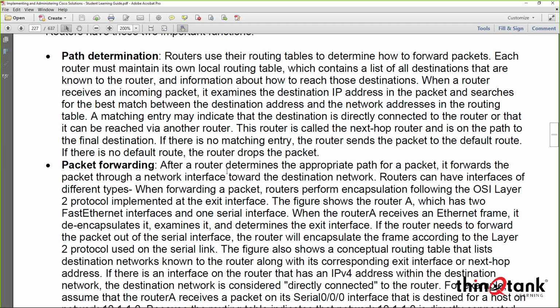Notice it says here, well, let's actually go back a little bit. It says here, routers use their routing tables to determine how to forward packets. Each router maintains its own local routing table, which contains a list of destinations that are known to the router and how to reach those destinations. There are actually two variables that allow us to define how to reach a destination on a router. What is the exit interface? What is the next hop? Okay?